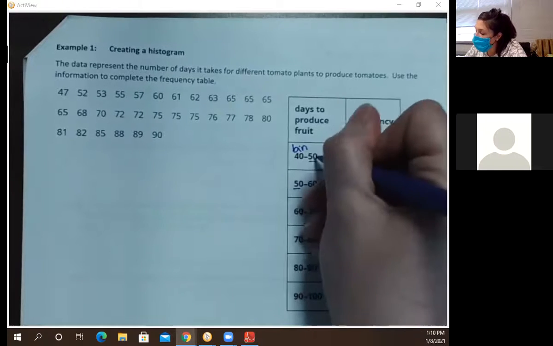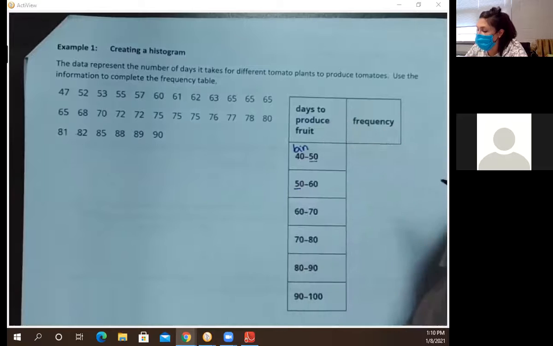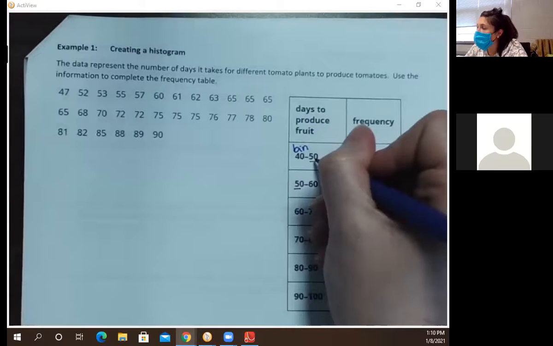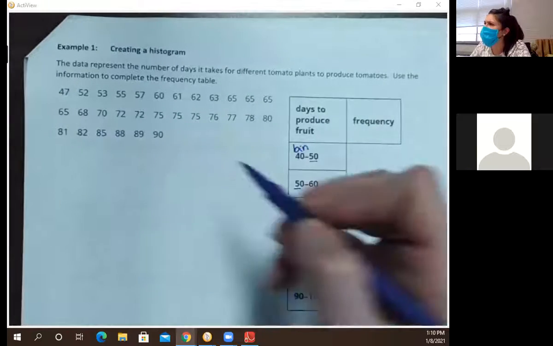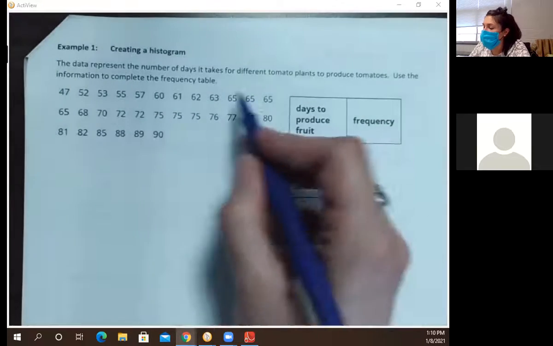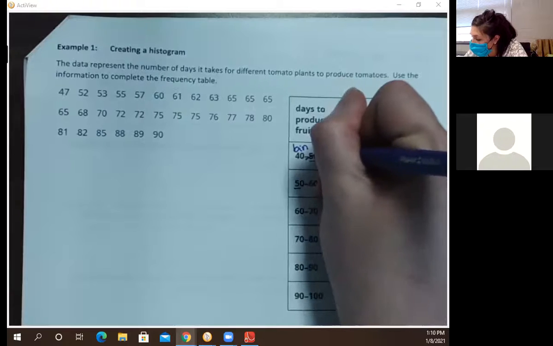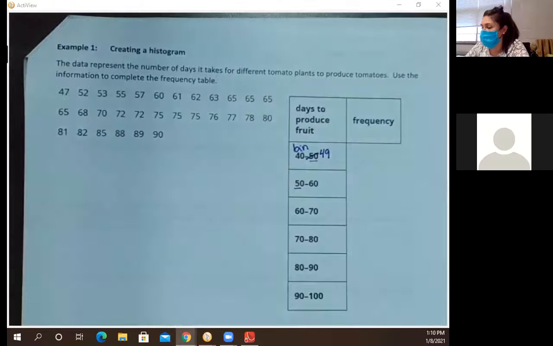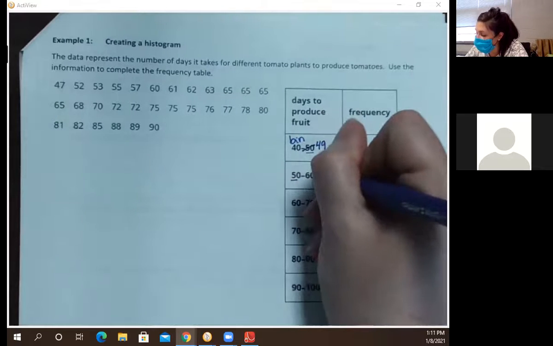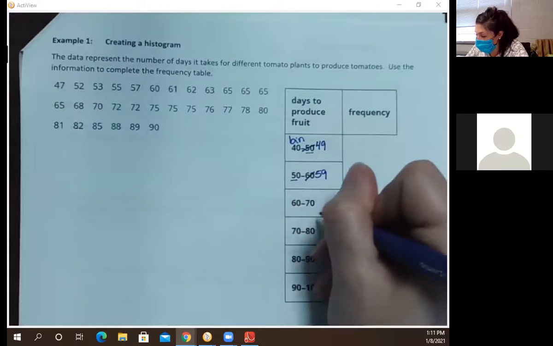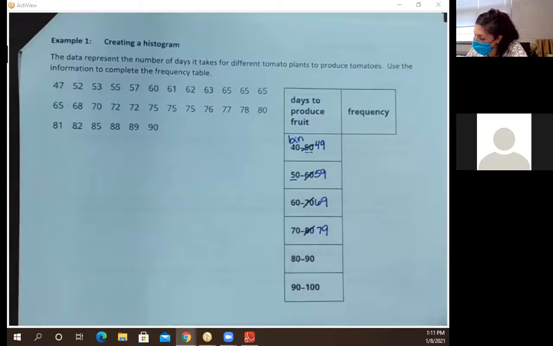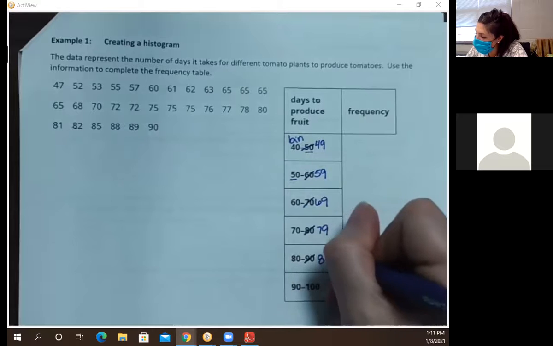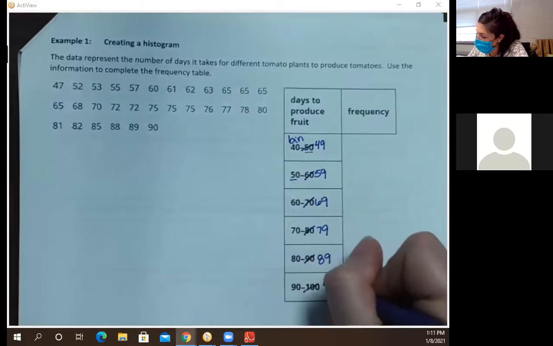So what I need to do here is actually make some adjustments. Instead of 40 to 50, I want this bin to go from 40 up to, but not including 50. If we had decimals here, this would be a little more complicated, but since these are all whole numbers, I'm just going to say instead of 50, we want 49. I'm going to make that adjustment for all of my bins. So instead of 60, I want 59. Instead of 70, I want 69. Instead of 80, I want 79. Instead of 90, I want 89. Instead of 100, I want 99.